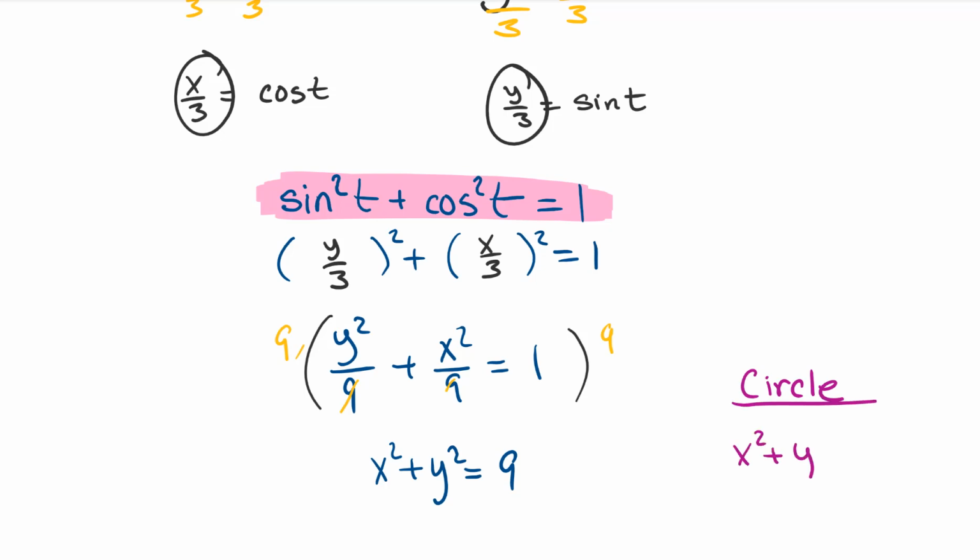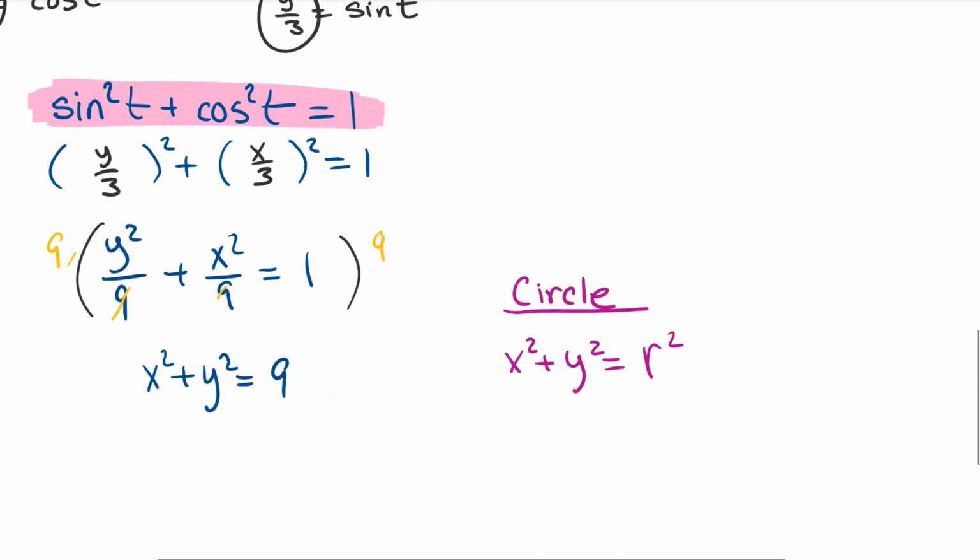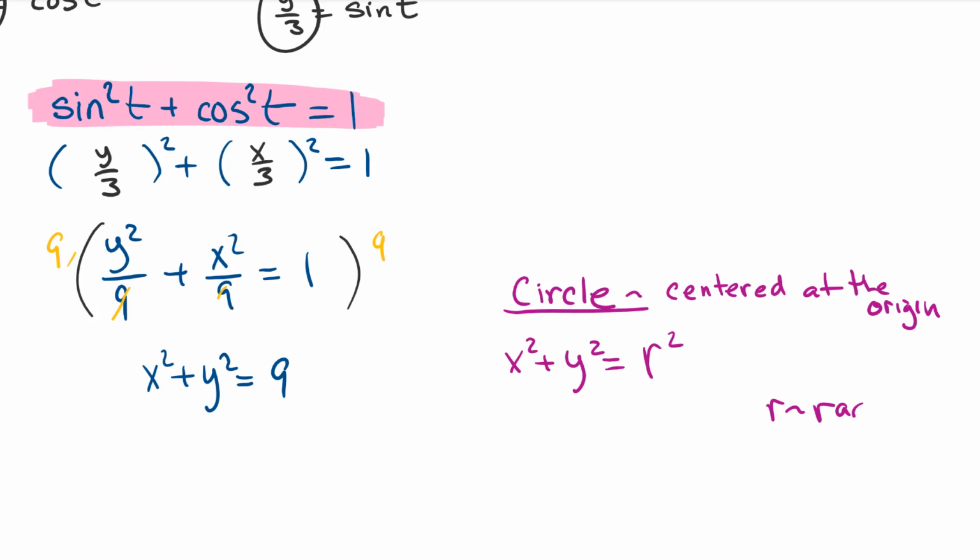Oh, by the way, have you ever seen this? That's called the unit circle. But that's the general form of a circle centered at the origin, where r is the radius.